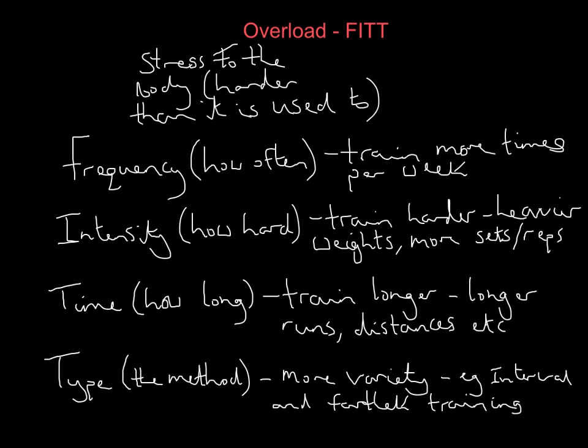So by saying something like type is the method of training and you need to include more variety, you're absolutely right, but you're not going to get the mark. What you've got to say is, for example, an athlete could do interval training and then mix it in with some fartlek training. So you're doing 2 different types of training. You could say weight training and circuit training. Okay? As long as you're giving a couple of different examples of how you could do different types of training, you will guarantee the mark. So that is everything you need to know on the principles of training.